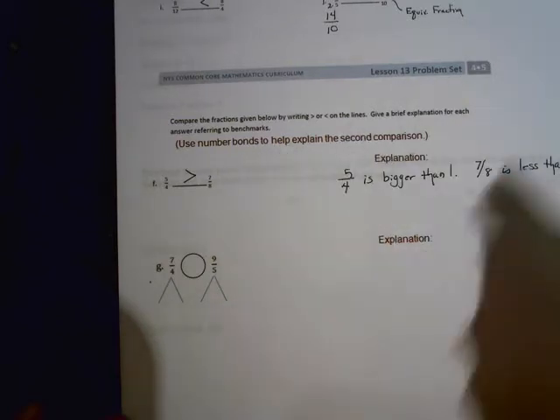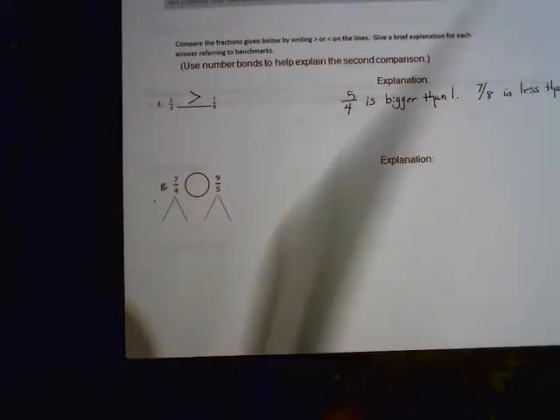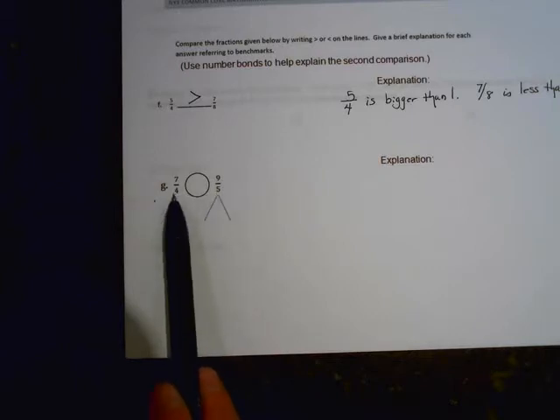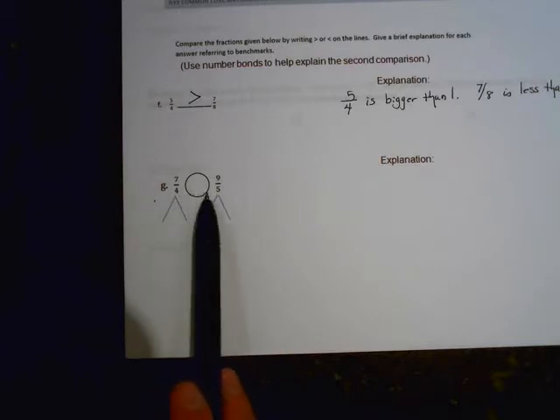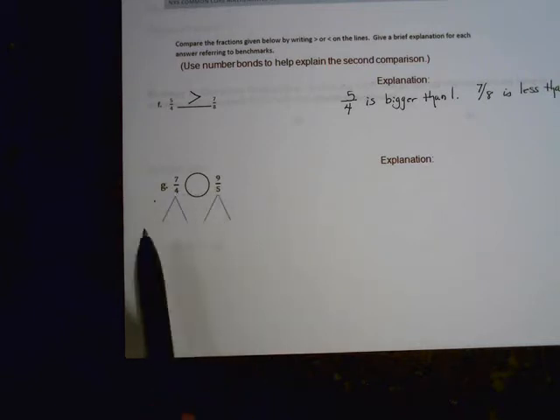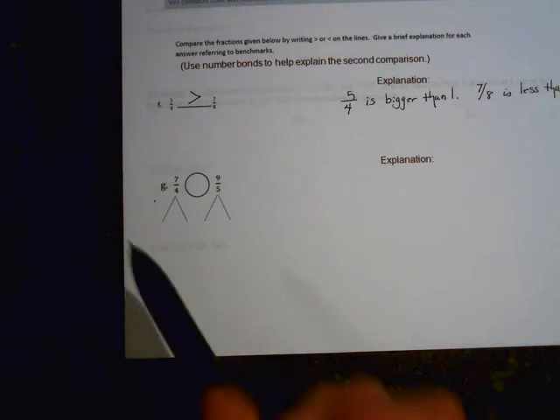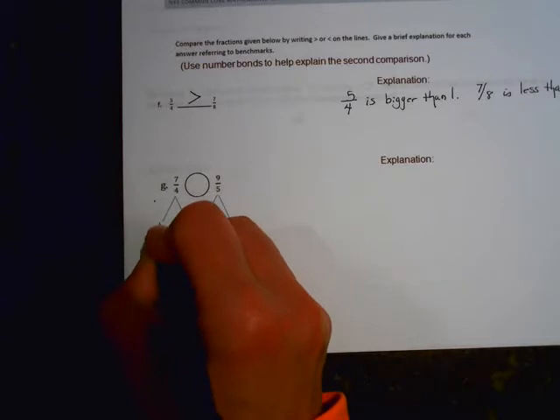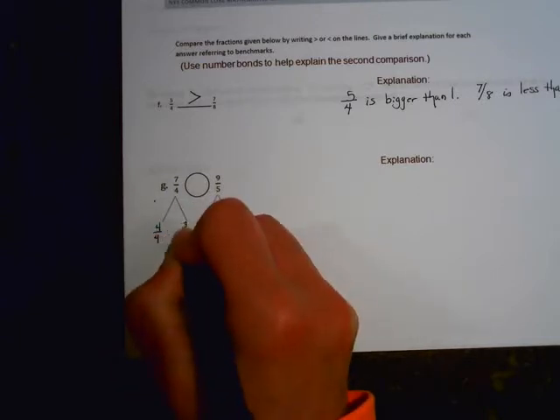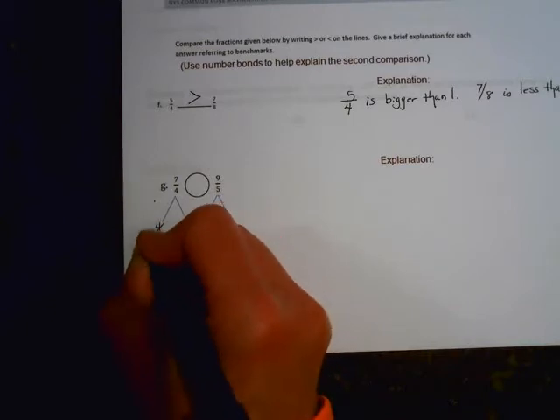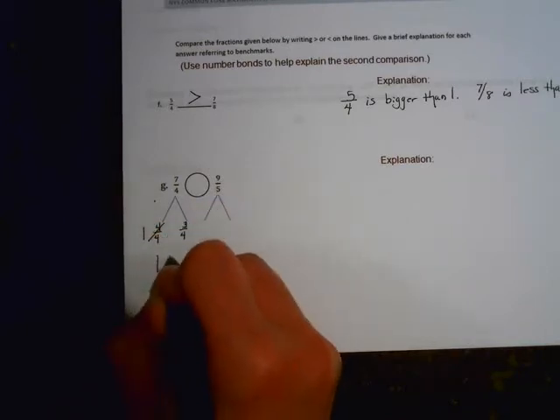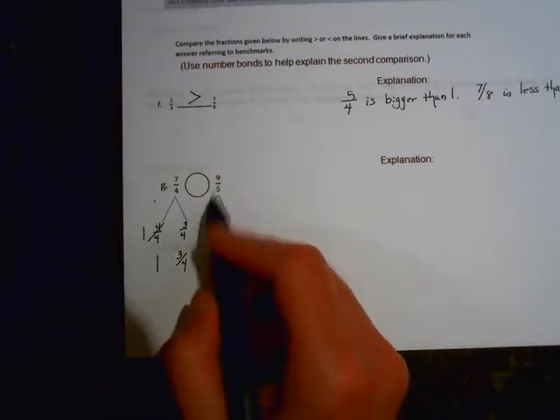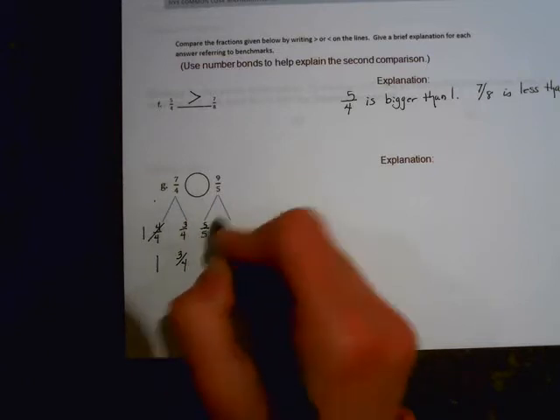So these are both improper, and it's not a one-stepper to make these into fractions where the denominator is the same. So we're going to use these number bonds to explain it. So let's write this down as a mixed number. So this would be 4 over 4 and 3 over 4. So that would be 1. So this is 1 and 3/4, right? Okay. This is 5 over 5 plus 4 over 5. So this would be 1 and 4/5.